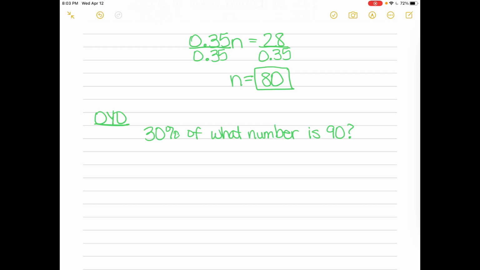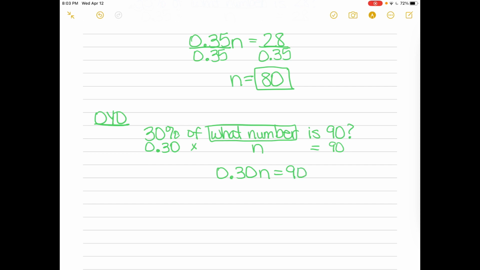Okay, so you should be back. I'm going to go ahead and write this like I did all the other ones. This equals 90. That's the easy part. What number means I have n. Of is times, and 30% would be 0.30. So my equation should have been 0.30n equals 90.